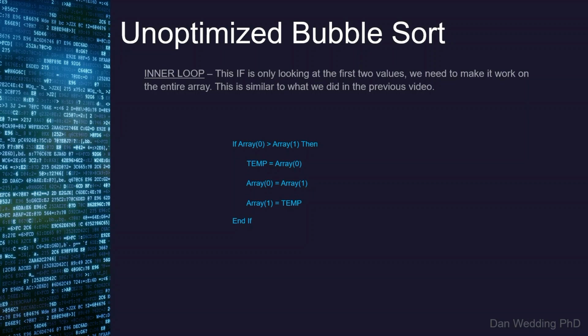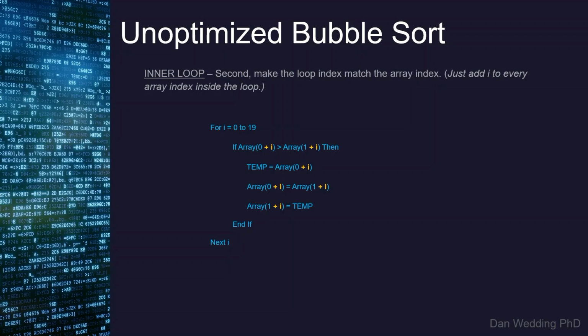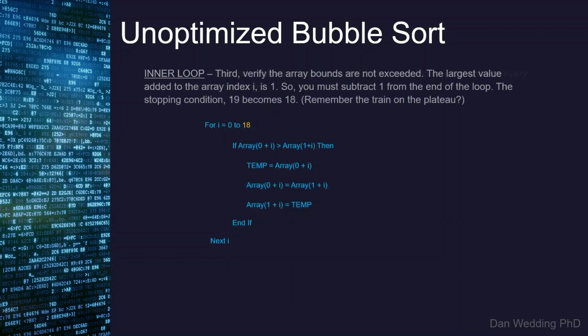This if is only looking at the first two values. We need to make it work on the entire array. This is similar to what we did in the previous video. First, put this code in a loop. Second, make the loop index match the array index. Third, verify the array bounds are not exceeded.